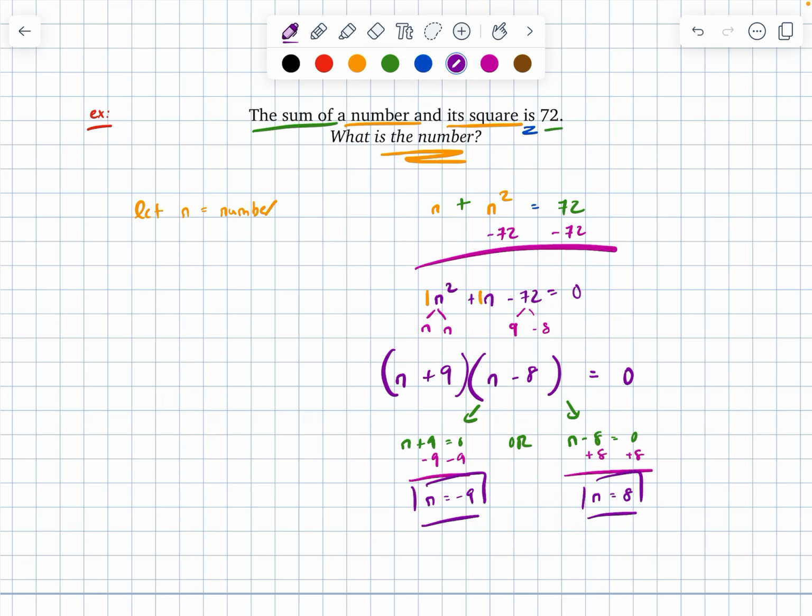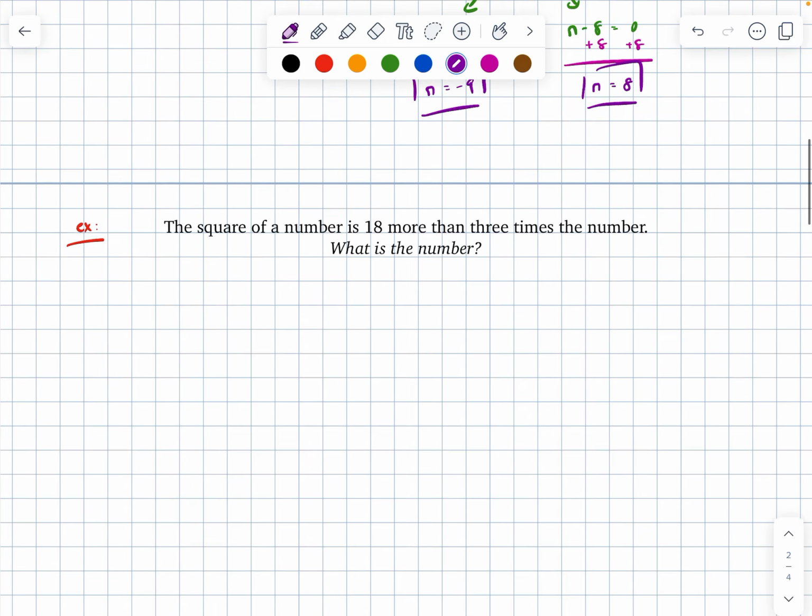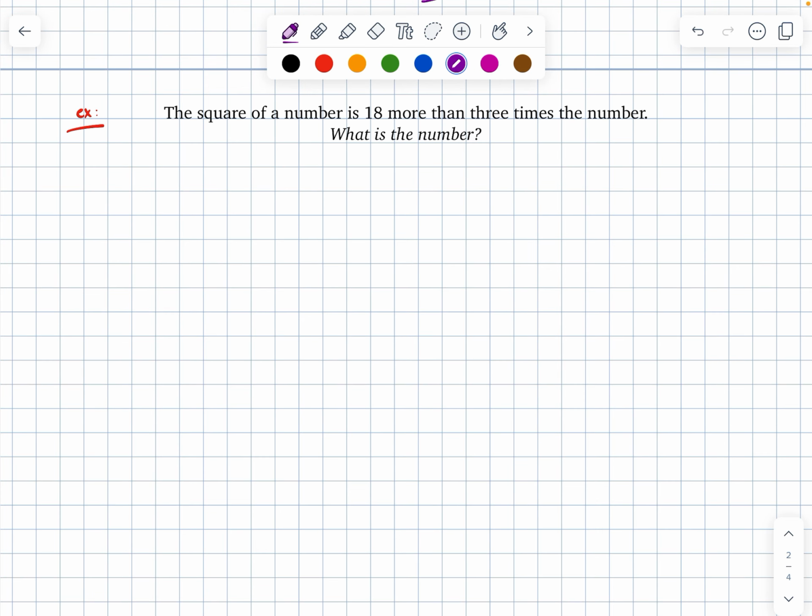Cool! With this idea in mind, let's try 2 more. One by one, here's your first. The square of a number is 18 more than 3 times the number. I want to know what that number is. Once again, let's define our variable, see if we can set up and solve some equation by doing some strategic translating. Go, go!